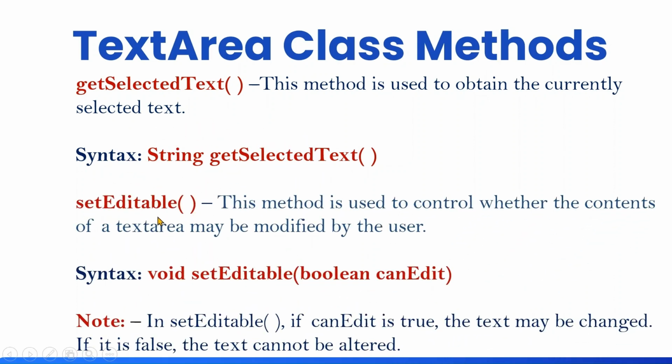Now setEditable. If you want to make the text area editable, then you need to apply the setEditable method. This method is used to control whether the contents of a text area may be modified by the user. So if you give here the boolean value true, then you can modify the contents of the text area. If you give false, you can't. So in the setEditable method, if canEdit is true, the text may be changed. If it is false, the text cannot be altered.